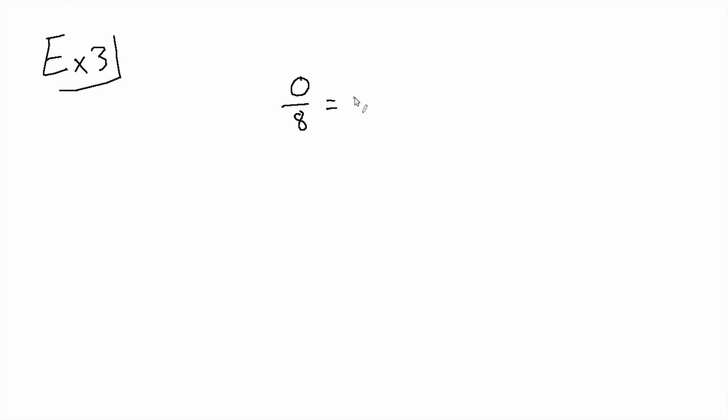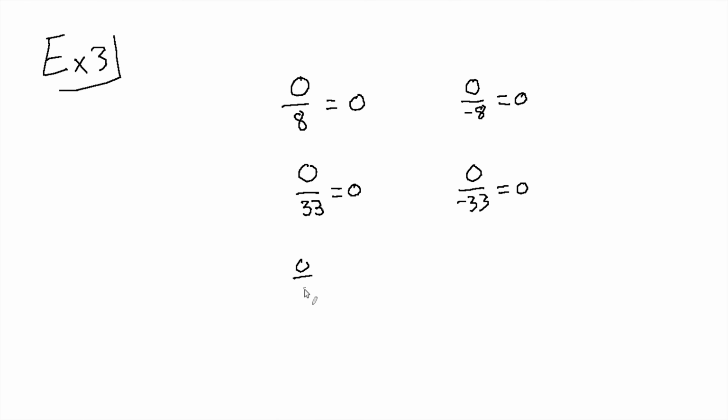Say we have example number 3. Say we have 0 over 8. This would equal 0. Now, 0 divided by 8 would equal 0. 0 divided by 33 would also equal 0. Now, it doesn't matter if the denominator is a negative. It will still equal 0. So 0 divided by 8 would still equal 0. 0 divided by 33 would equal 0. Now, if you do that negative, 0 divided by negative 33 would still equal 0.